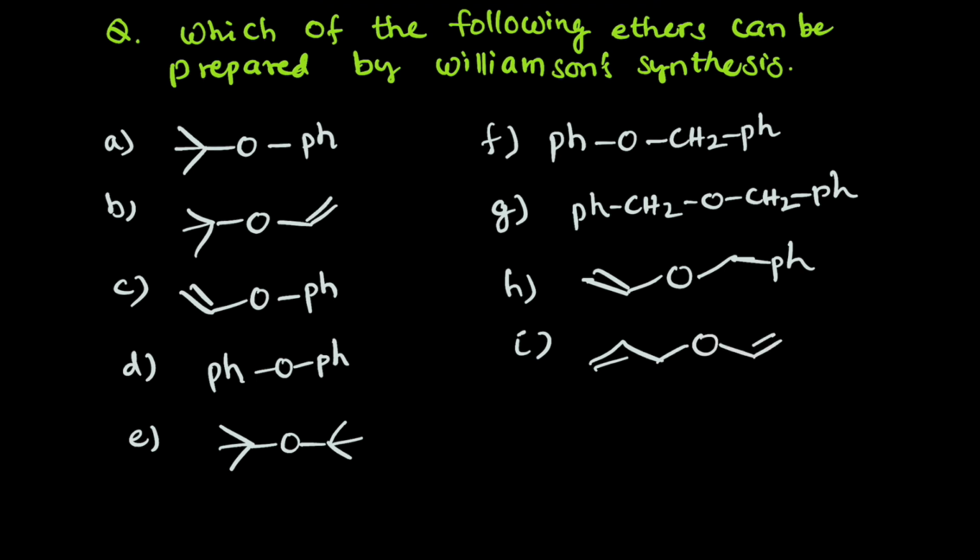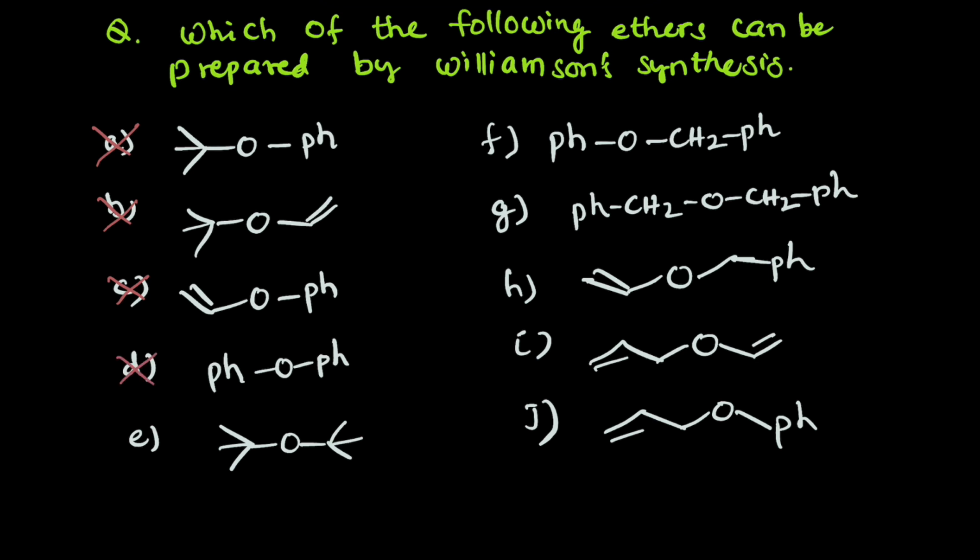Then I: on the left side there is allyl, on the right side there is vinyl, so the left side allyl is favorable for substitution. Then J: on the left side there is allyl, and on the right side there is a phenyl. On one side there is an sp2 carbon and on the other an sp3 carbon, so substitution is favorable.